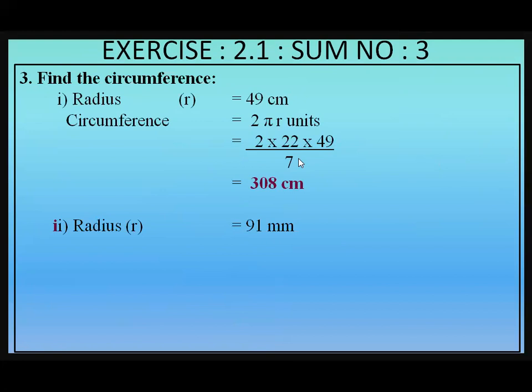Sum number 2 where radius is 91 millimeters. Circumference is 2 pi r. So 2 into 22 by 7 into 91. When you cancel and multiply, you get the answer as 572 millimeters.